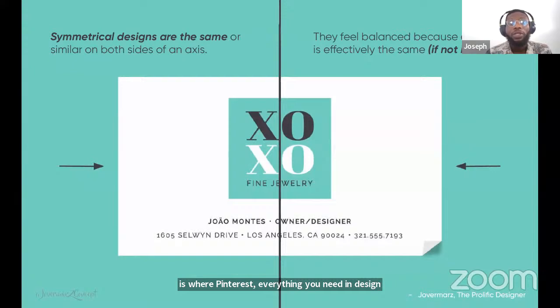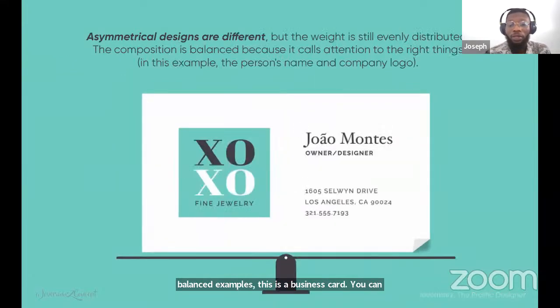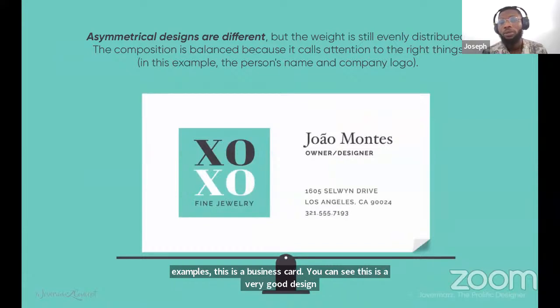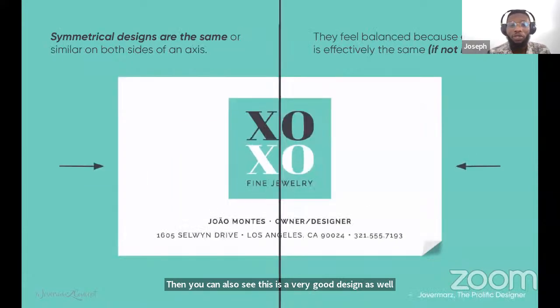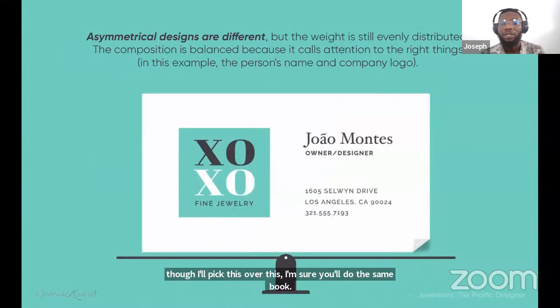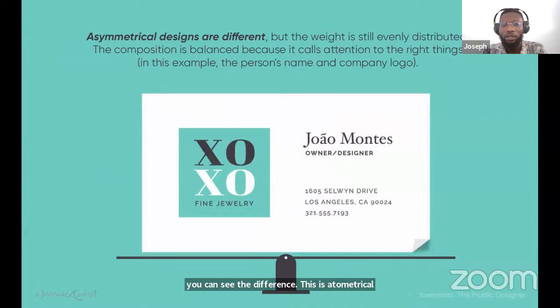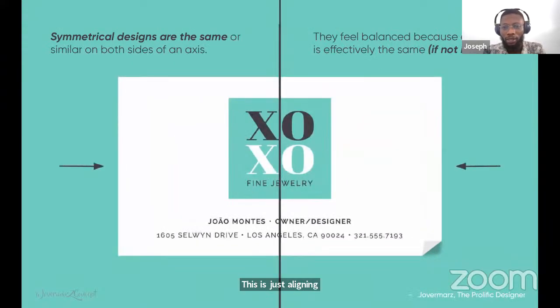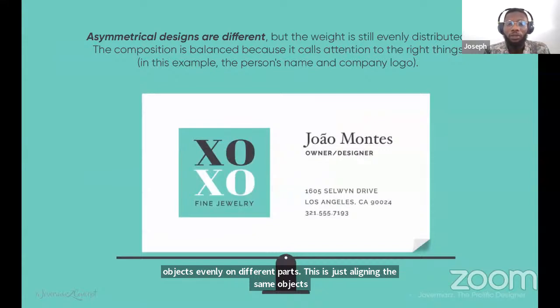Then, of course, the symmetrical and the asymmetrical balance examples. This is a business card. You can see this is a very good design. Then you can also see this is a very good design as well. Even though I'll pick this over this, I'm sure you do the same, but you can see the difference. This is asymmetrical. This is just aligning the objects evenly on different parts. This is just aligning the same objects on the same parts, just taking it into consideration.